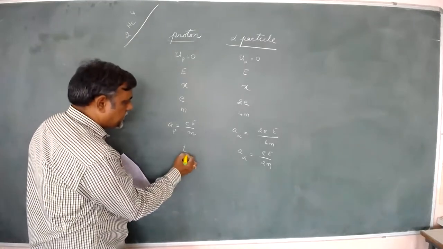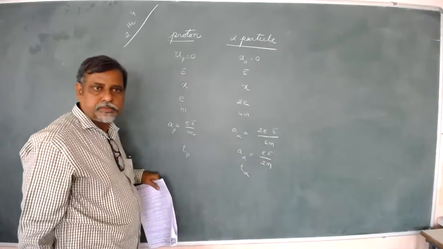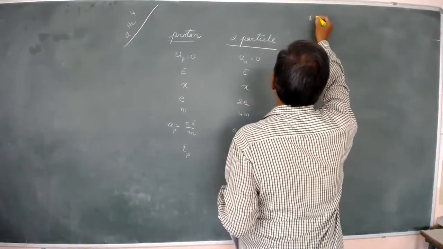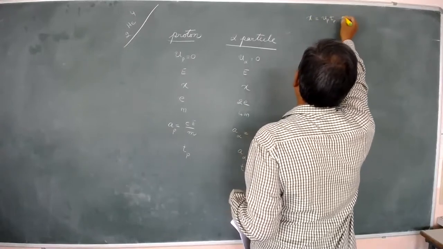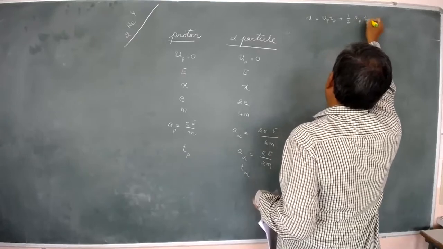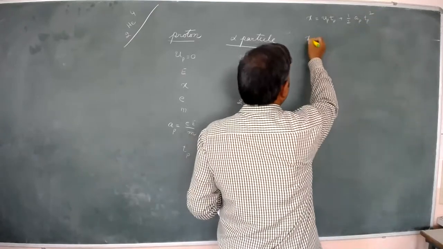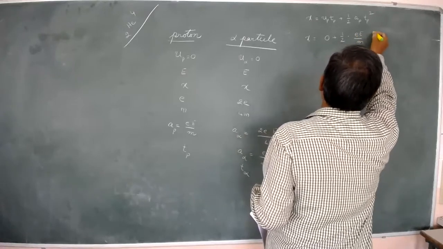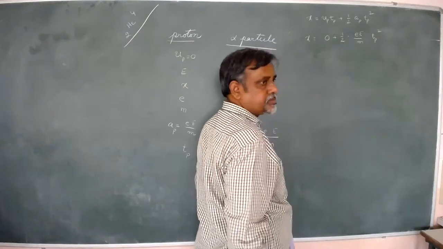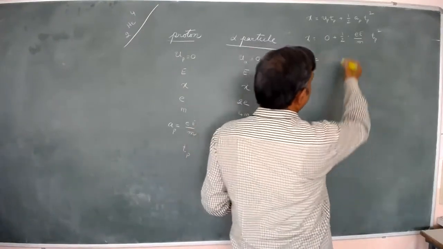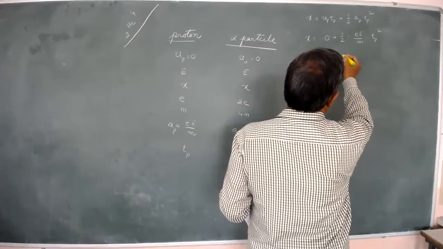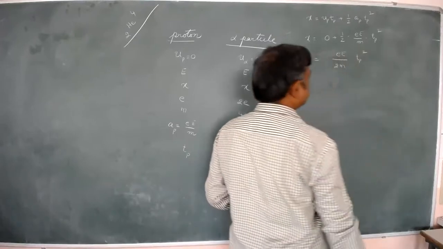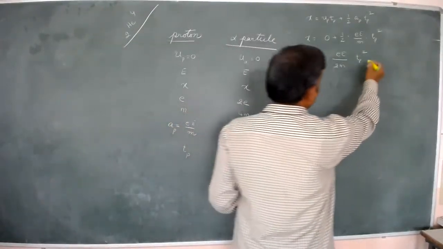The time taken by the proton is tp, and the time taken by the alpha particle is t alpha. Same distance. Using the second equation of motion, x is equal to up tp plus half ap tp squared. So x is equal to 0 plus half into eE by m into tp squared. Therefore, the distance traveled is eE by 2m into tp squared. This is equation one.